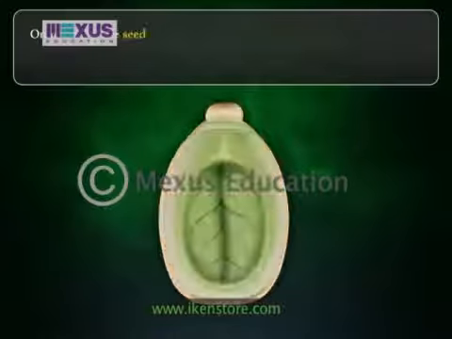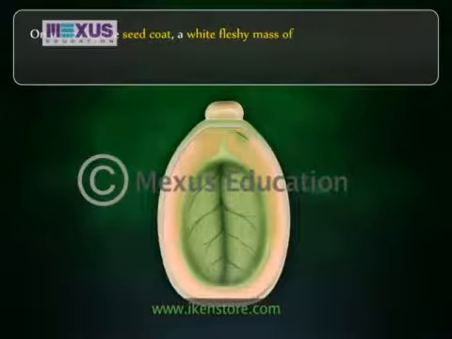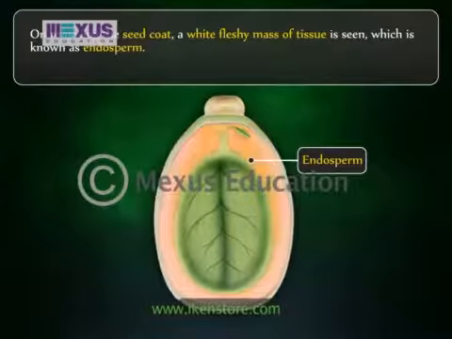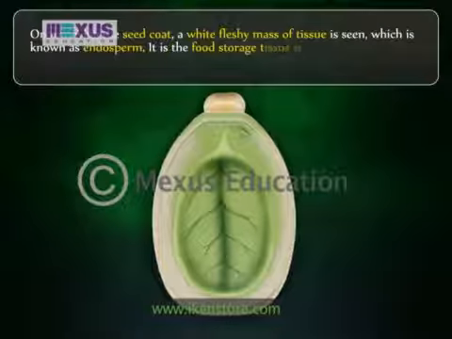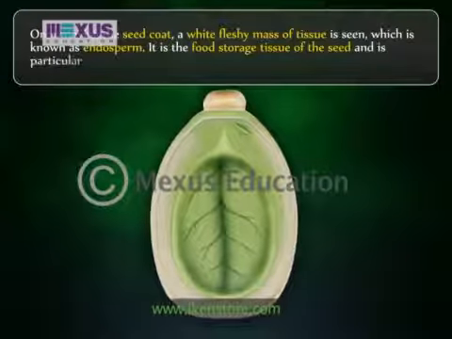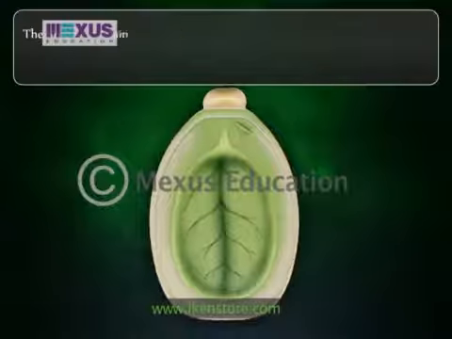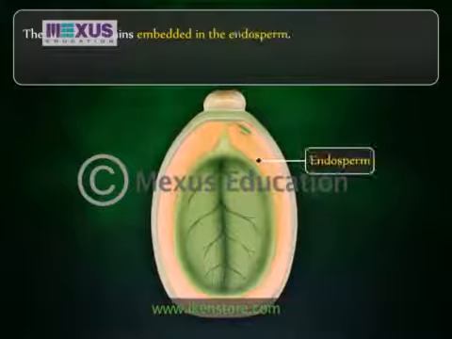On removing the seed coat, a white fleshy mass of tissue is seen, which is known as endosperm. It is the food storage tissue of the seed and is particularly rich in oil. The embryo remains embedded in the endosperm.